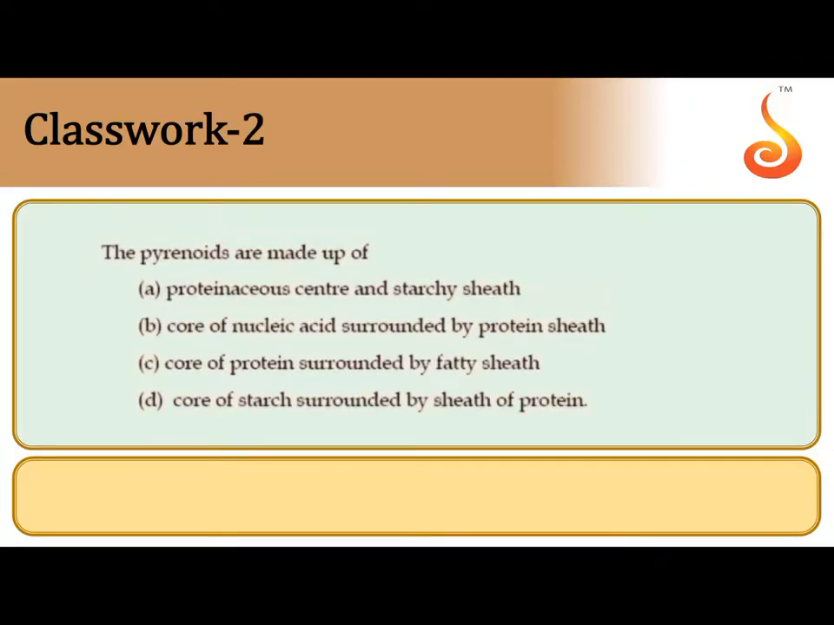Next question, the pyrenoids are made up of. We had discussed this also. Pyrenoids are starch granules, actually storage products, which are found mostly in green algae such as Chlamydomonas. So they have a proteinaceous center and a starchy sheath that is surrounding them. So basically, pyrenoids are storage material.